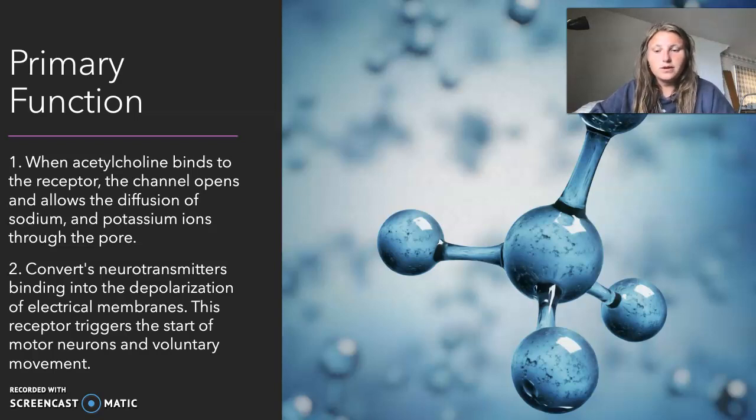Acetylcholine receptors also convert neurotransmitter binding into the depolarization of electrical membranes. This receptor triggers the start of motor neurons in voluntary movement. The acetylcholine receptor allows acetylcholine to do its job in the parasympathetic nervous system.